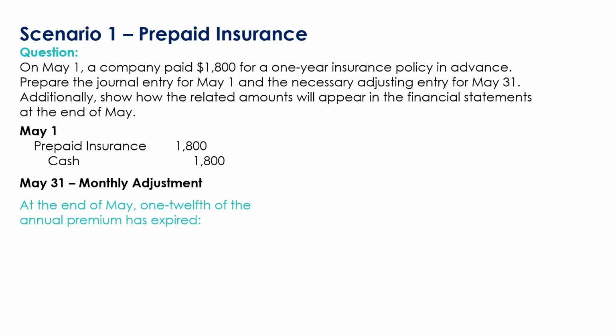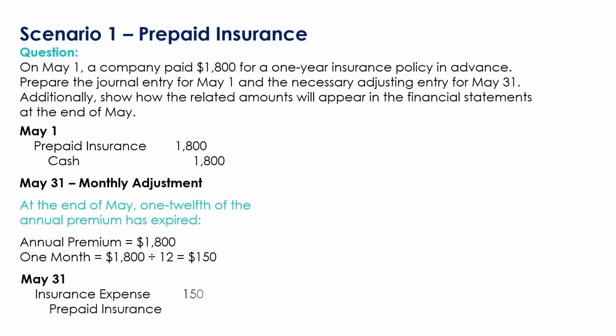According to the matching principle, we need to recognize the portion of the insurance cost that relates to May as an expense. Since 1 month is 1/12 of the annual premium, we calculate it as $1,800 divided by 12, which equals $150. This amount should now be transferred from the asset account to the expense account. Therefore, the adjusting entry on May 31st is debit insurance expense for $150 and credit prepaid insurance for the same amount.